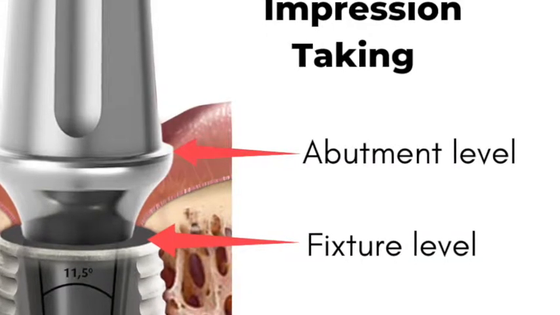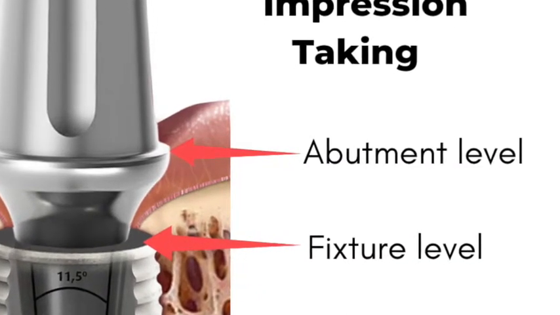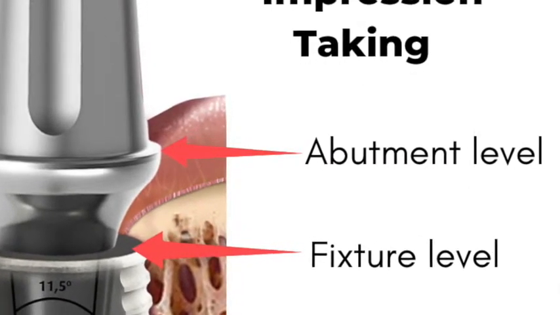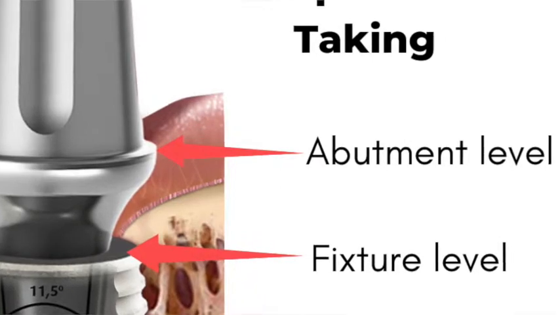Hello everybody, I just wanted to share my thoughts on implant impressions. Broadly speaking, there are two types. They can either be taken at the level of the implant or the fixture, or the impressions can be taken at the level of the abutment. I tend to prefer abutment level impressions for a number of reasons.